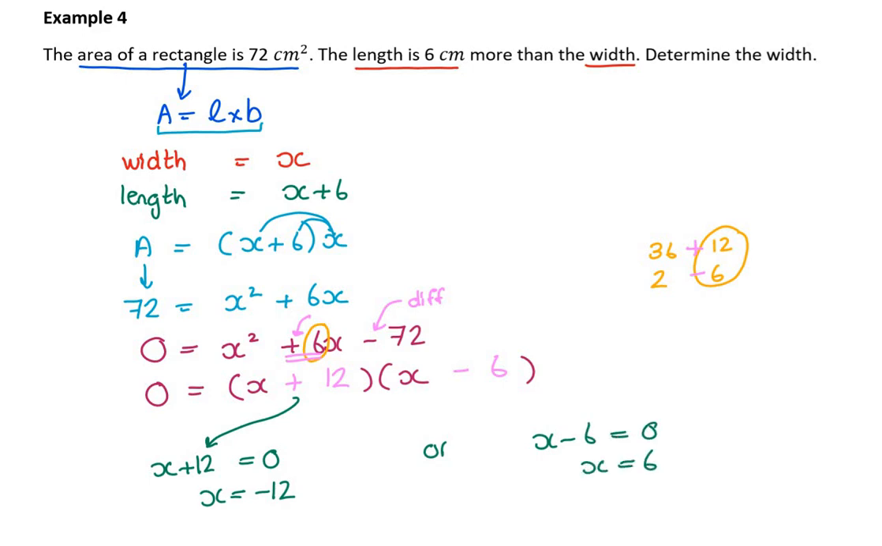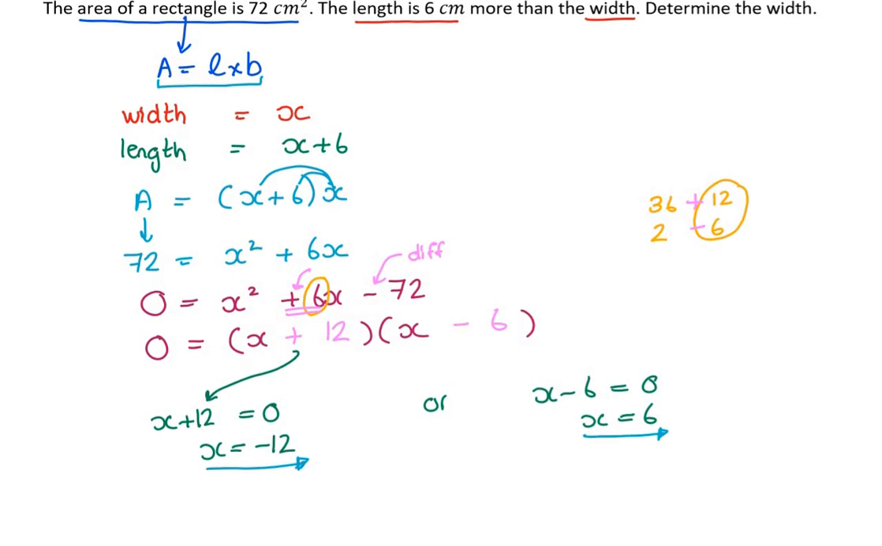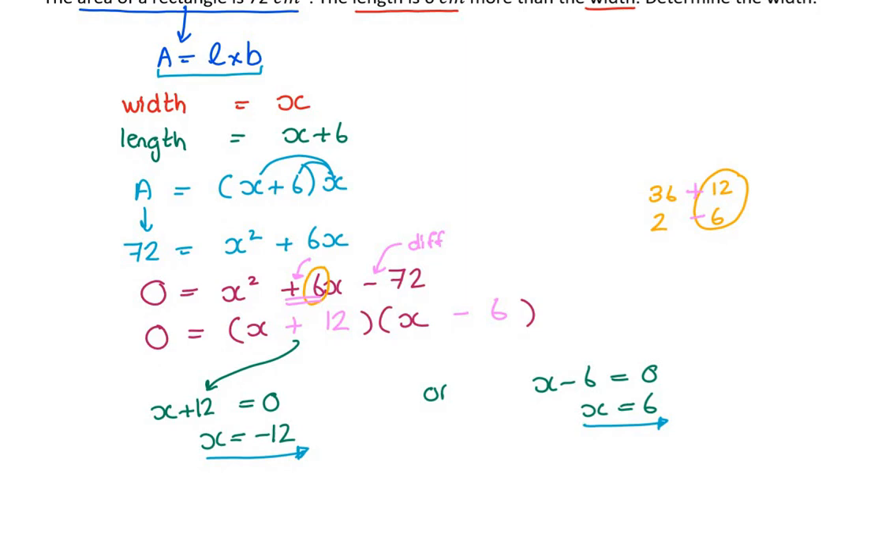Now always answer the question. So the question was determine the width. So either the width is negative 12 centimeters or it's 6 centimeters. Now there are two answers to a quadratic equation, so there's no problem with that. But hang on just one moment. This is a practical situation. Can you have a width of negative 12 centimeters?